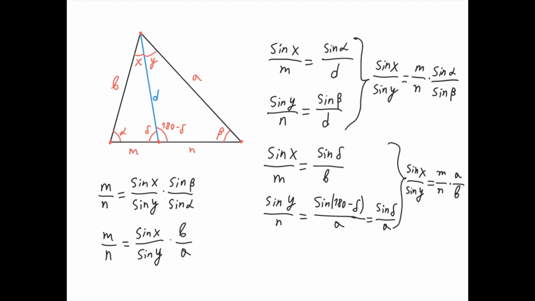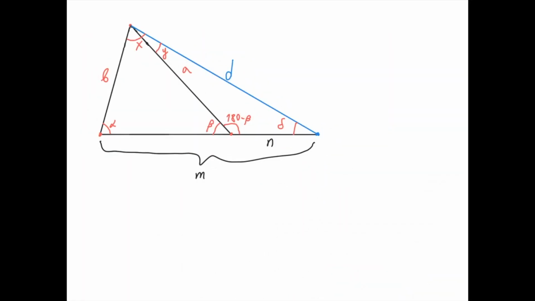Well, let's see what happens when this point doesn't lie on the segment itself, but it lies on the line, maybe somewhere in the extension here. So this is the situation where this point now lies on the extension of this side, and then this is D, this whole angle here is X, and then this small angle here is Y, this whole segment here is M, and this small segment is N.